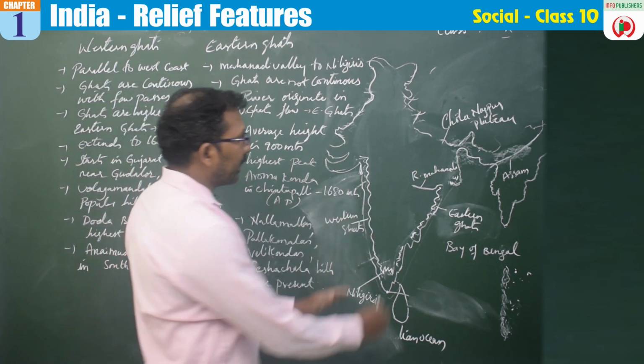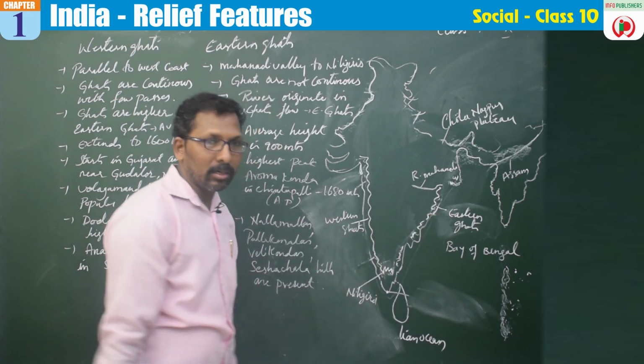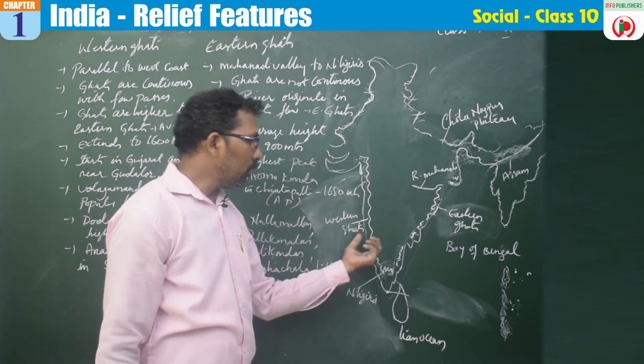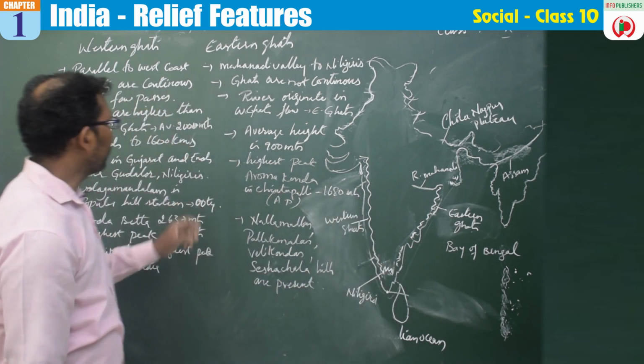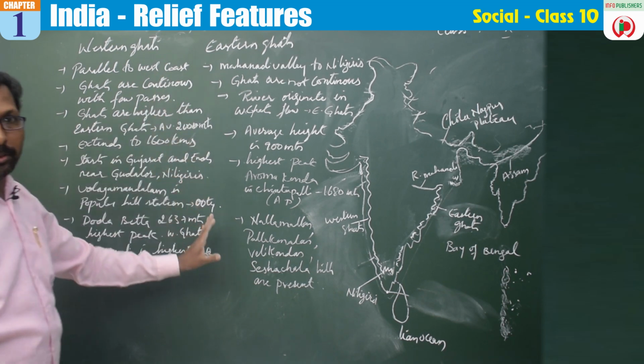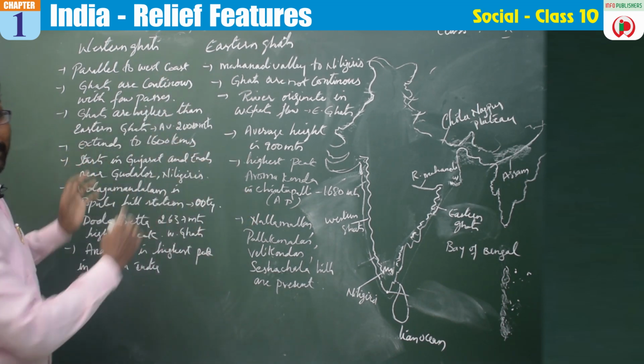So, the Deccan Plateau has a boundary, that is Western Ghats and Eastern Ghats. What is the specialty of these Western Ghats and Eastern Ghats? We'll try to learn in an elaborate way. I have written here point-wise, differentiating both the Eastern Ghats and Western Ghats. You can see the points very clearly over here.